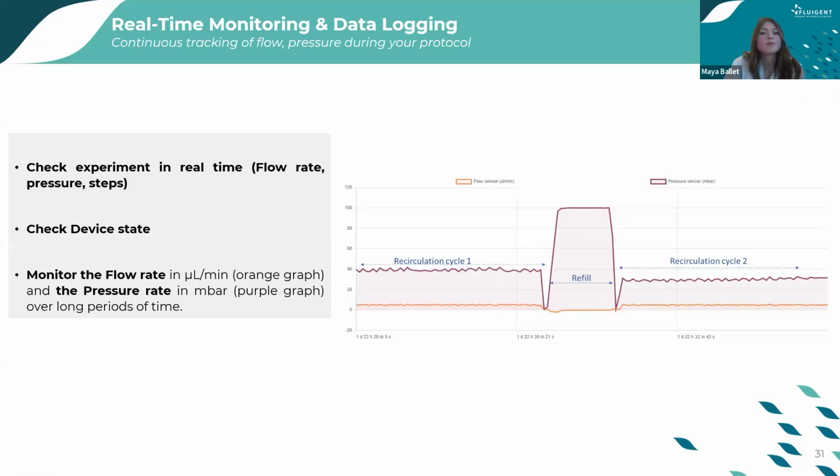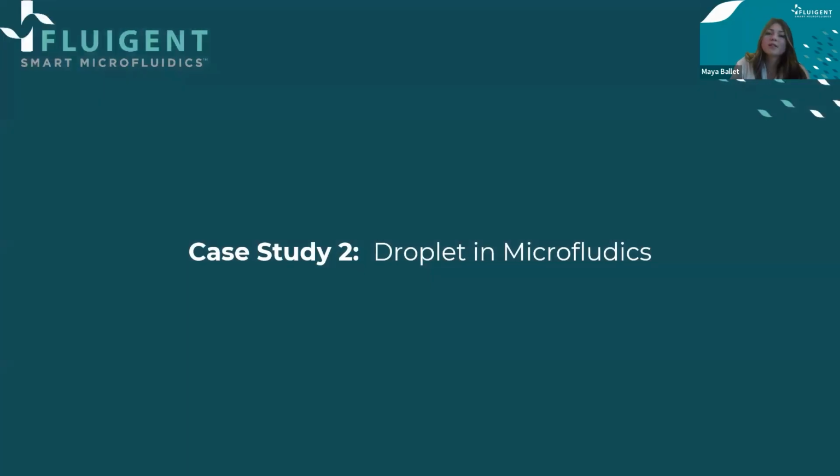So now that we've seen how to automate recirculation experiments with pressure-based flow controllers, let's move on to the second case study with Joseph, where we will explore how to automate microfluidic droplet experiments.